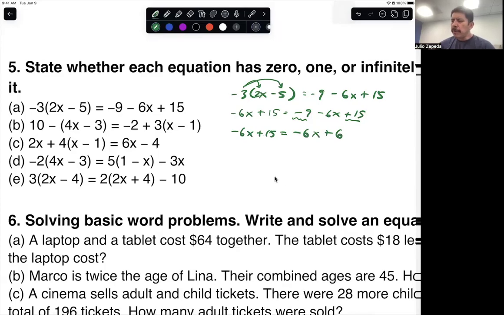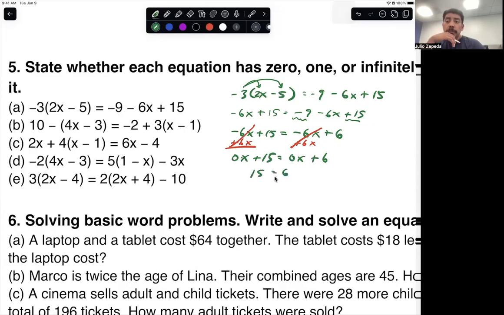So what we would normally do, though, if we had a solution, is we would try to get all of the variable terms on one side. So we would add 6x to get rid of the -6x, and we would add 6x on the other side as well. But it turns out that there's a -6x on both sides, so adding 6x gets rid of all of the x's. And so we have 0x plus 15 equals 0x plus 6. Or 0 times x is just 0, so we have 15 equals 6.